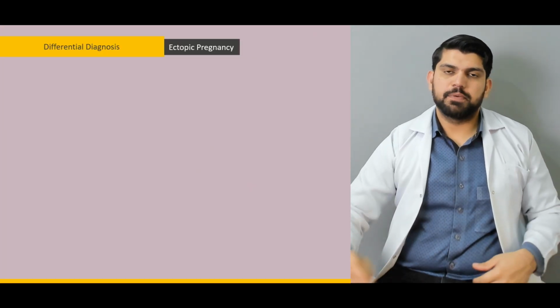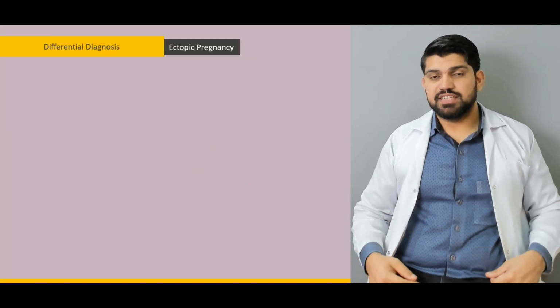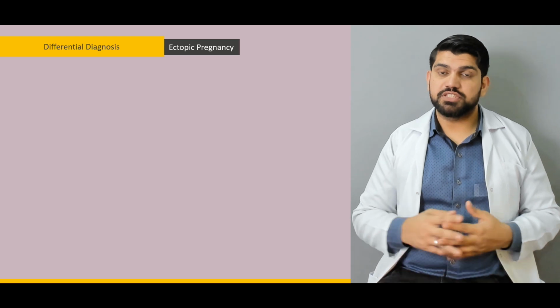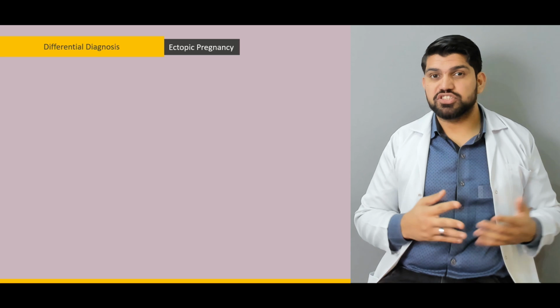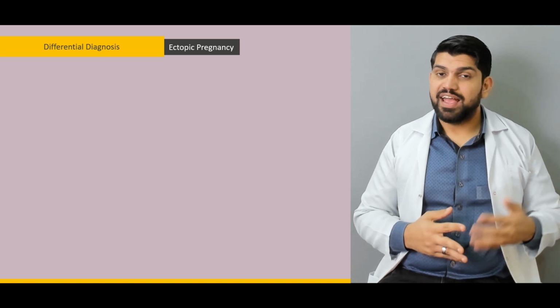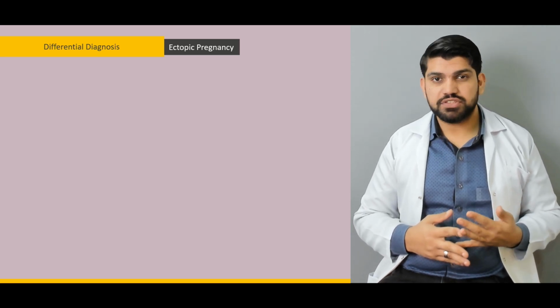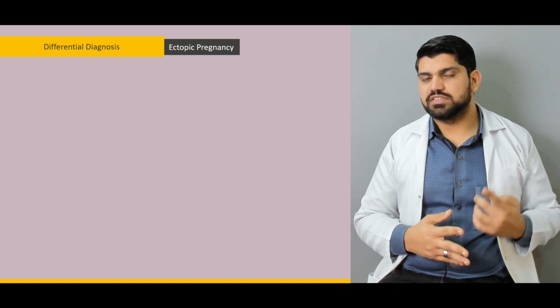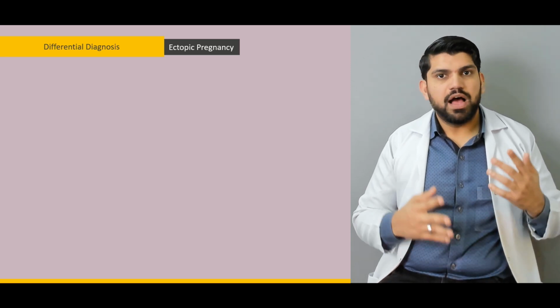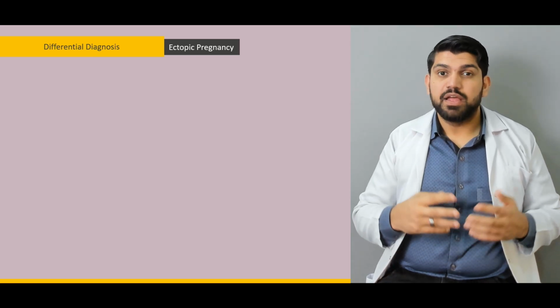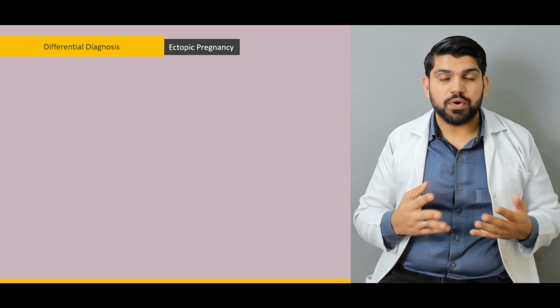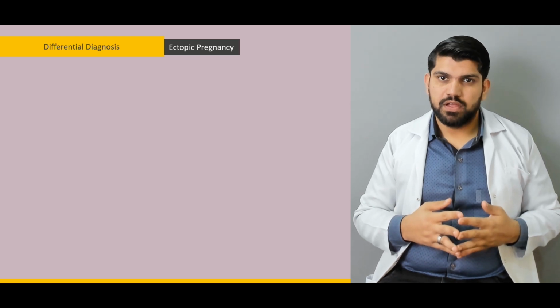So next is ectopic pregnancy. Ectopic pregnancy is very, very important in females of childbearing age. A female presents to you with especially left lower quadrant pain and is of childbearing age, rule out ectopic pregnancy first. Ectopic pregnancy can present with left lower quadrant pain, vaginal spotting, or amenorrhea.